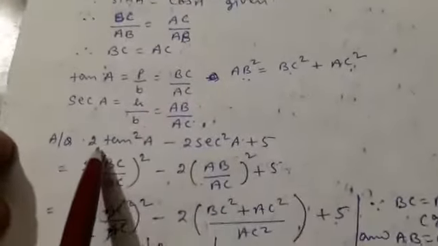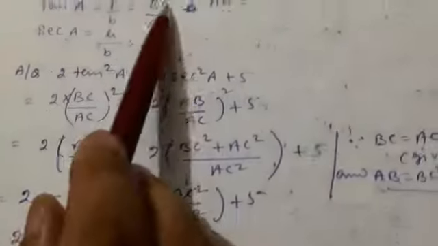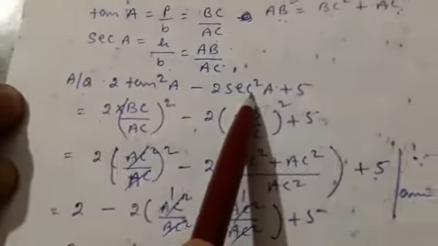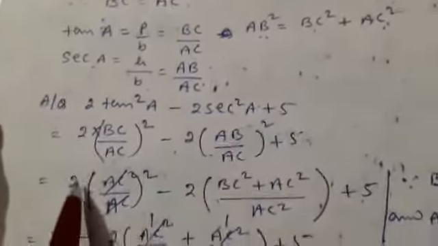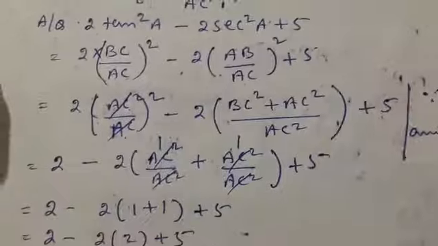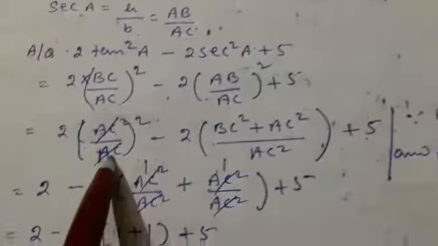Now according to the question, it is given 2 tan square A minus 2 sec square A plus 5. Let us put in their values. 2 into, what is the value of tan? Tan is BC by AC. So BC upon AC whole square minus 2 into, what is the value of sec? AB by AC whole square plus 5. Now we'll write down 2 AC by AC. Why? Because AC is equal to BC. We already proved it here. So we can write AC by AC whole square in place of BC, minus 2.